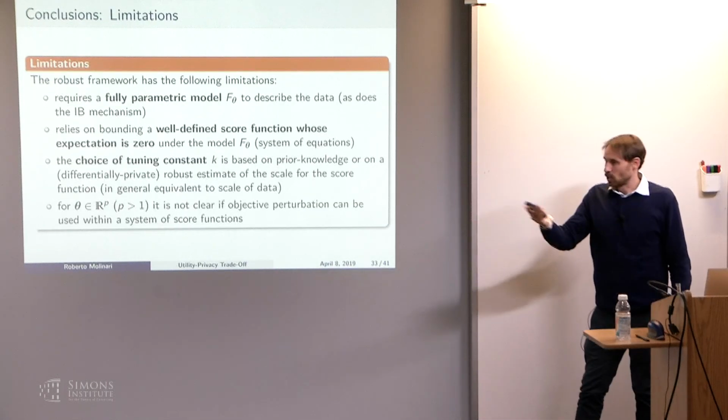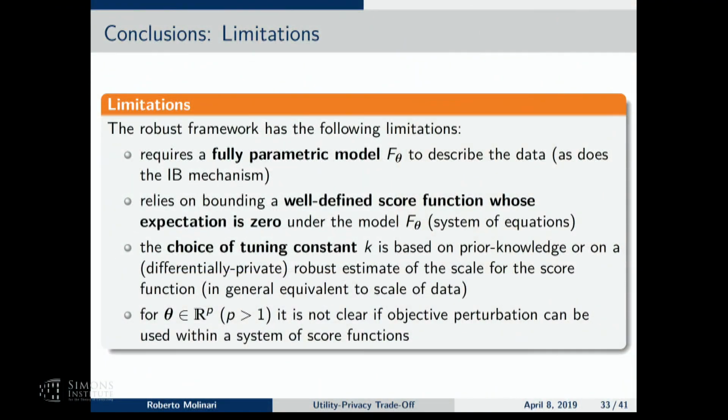So the limitations, as we were discussing earlier: it needs a fully parameterized setting and a well-defined score function whose expectation is 0. And the tuning constant k can also depend on the scale of my problem. I'm assuming there are fewer assumptions to be made on the scale of the problem than on the range of my data. And we still need to see if routines such as iteratively reweighted least squares can be used in a private manner.